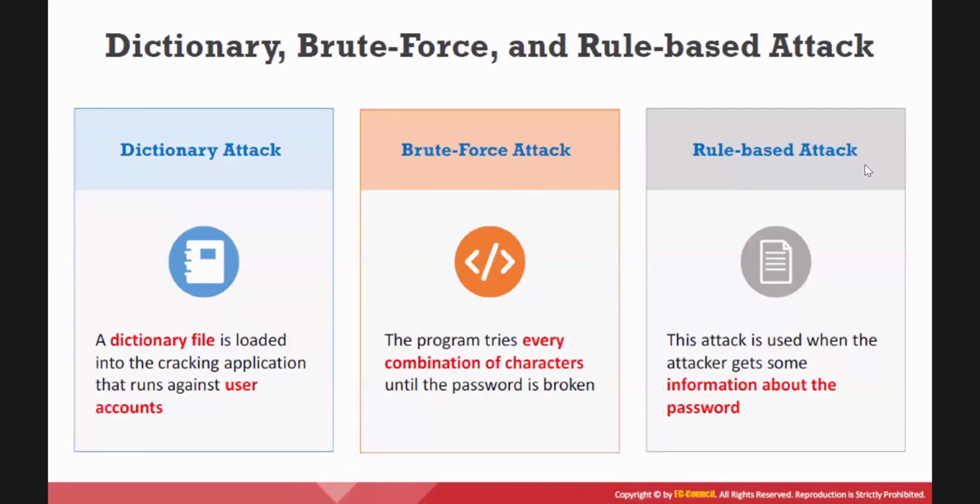And we have the rule-based attack. This attack is used when the attacker gets some information about the password, some kind of tips or hints, like the password will consist of 8 characters. For example, if an incident has happened or there is a policy change, like password policies, everyone in the organization will receive a mail. That mail will consist of the password rules. So it should be 8 characters, it should be like this, it should be like that, et cetera.